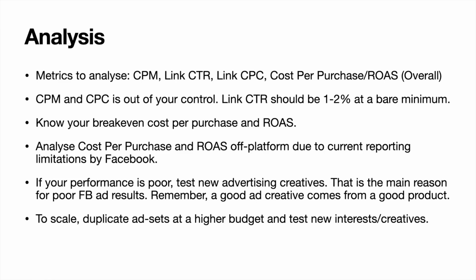Next, your link click-through rate should be at least 1 to 2%. On cold traffic, people who have never seen your ads before, at least 1 or 2 out of 100 people should click through on your ad. A higher click-through rate will give you a lower CPC. So what you want is a higher click-through rate. Make sure your ads are engaging.